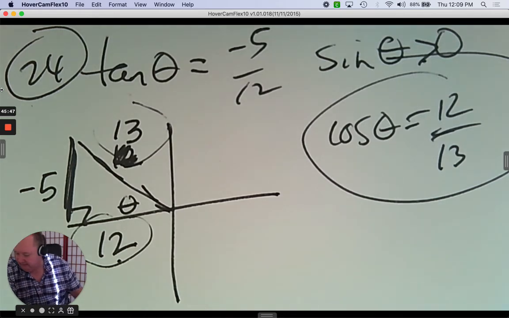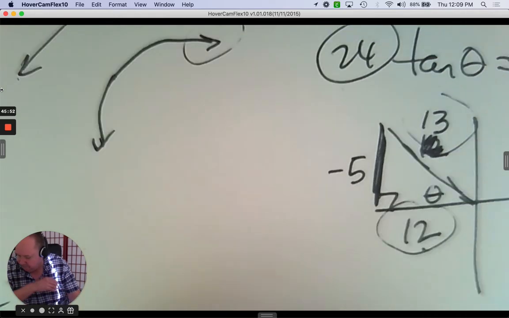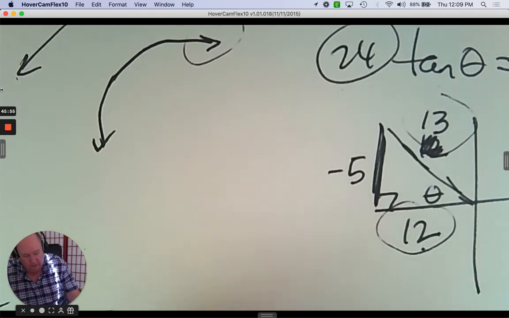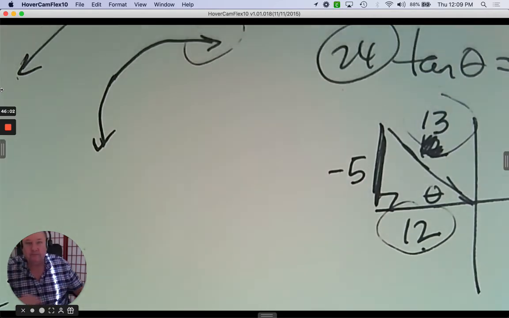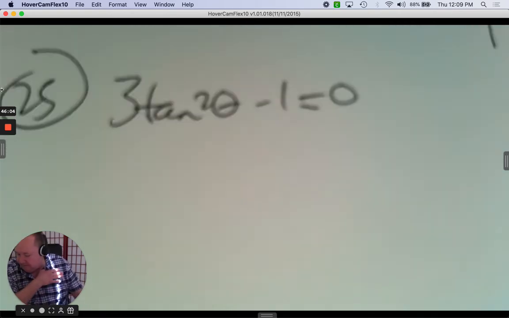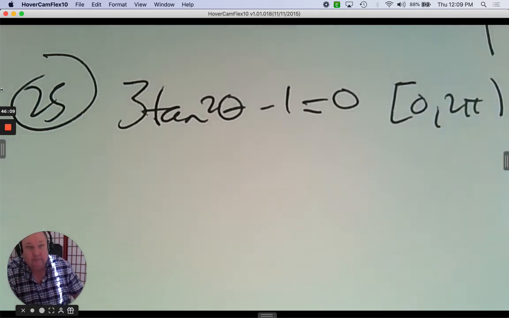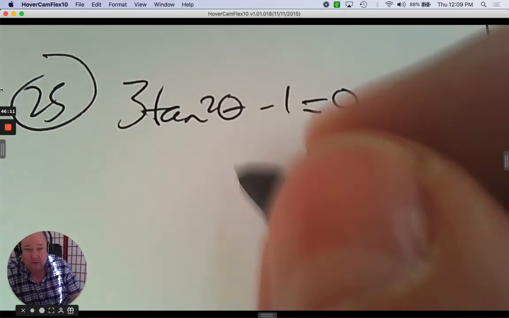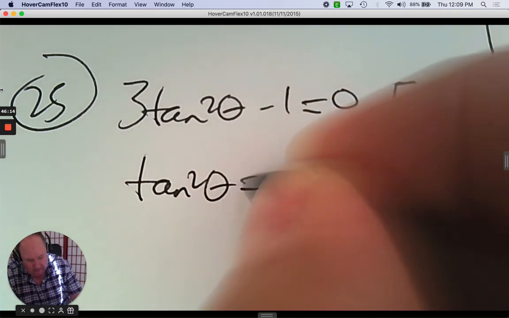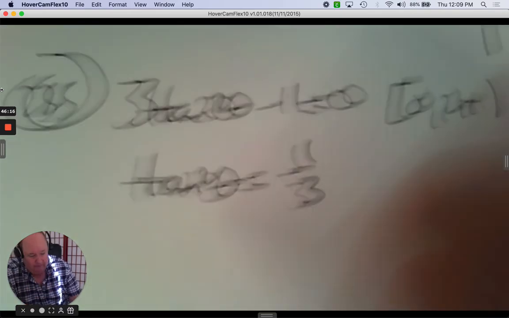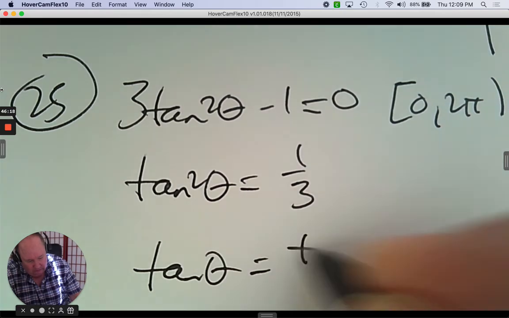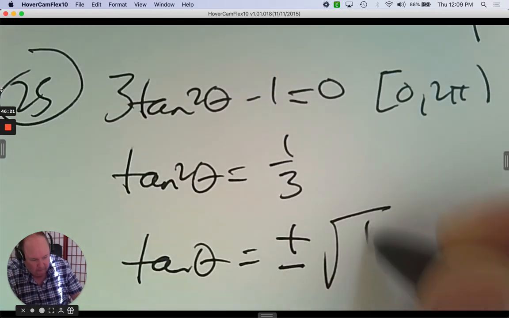Number 25. Solve an equation. So we have 3 tangent squared theta subtract 1 equals 0. And it says solve that from the interval from 0 to 2 pi. So to get tangent squared by itself, I would add 1 and divide by 3. When I square root, the answer could be positive or negative, the square root of this.